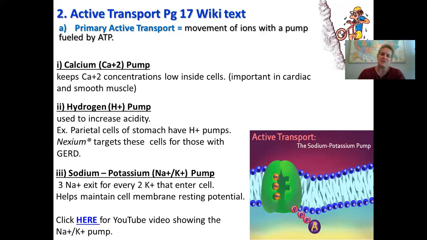All right, so I'm not going to show it here, but if you want to see a more detailed YouTube video, when you're looking at the PDF version of this PowerPoint, you can click here and pull up a YouTube video on that. Okay, so we've got some more active transport to talk about. Let's go to the next slide.